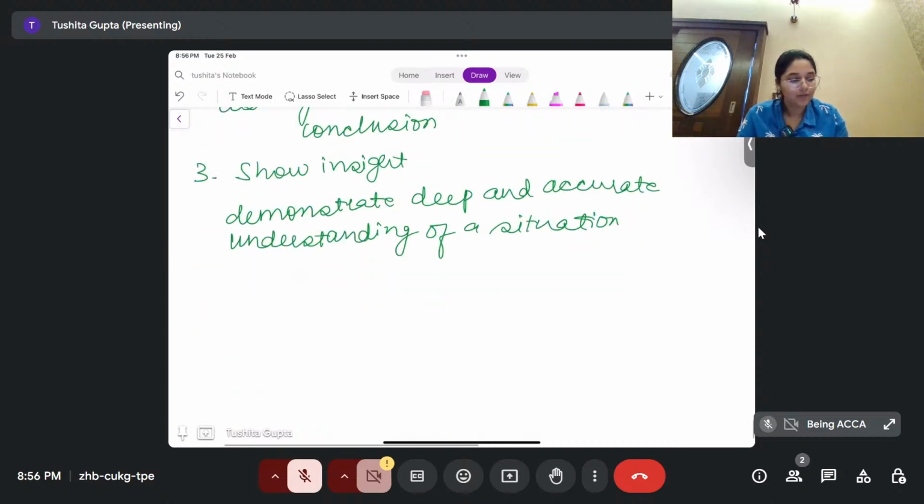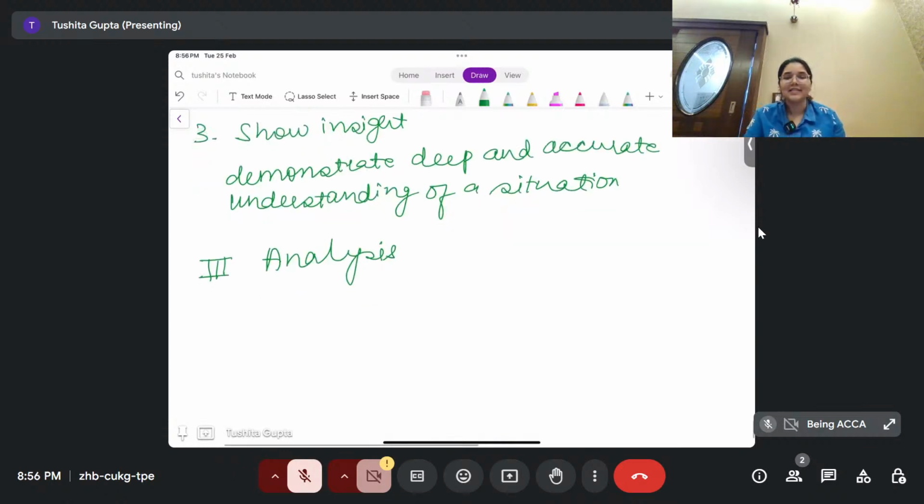Now let's head to the third professional skill that is tested, a third out of the 5, which is known as analysis. Okay, so analysis, what do you understand by this word in the general English language? What do you people think analysis means? According to you, what's the meaning of analysis?